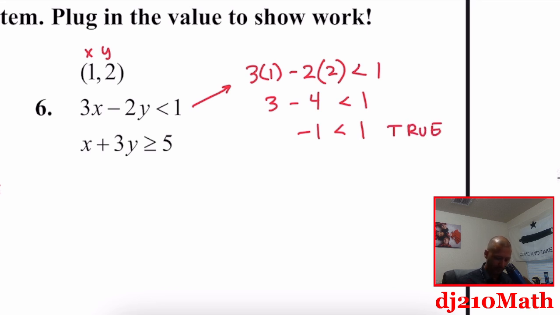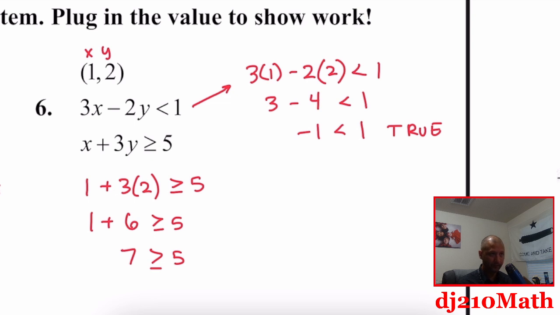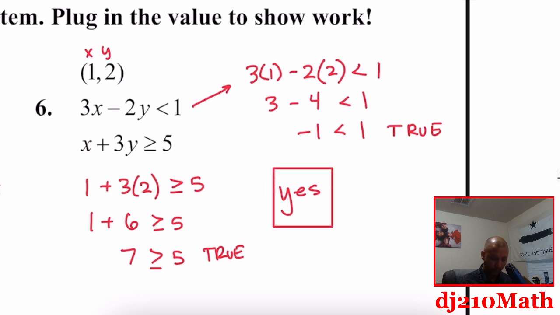Okay, so we look at the other one. So the other equation, that is. So plugging in 1 for x, 3 times 2. Is this greater than or equal to 5? So 1 plus 3 times 2 is 7. Is 7 greater than or equal to 5? Yes, it is. So 1, 2 is a solution. Sorry.